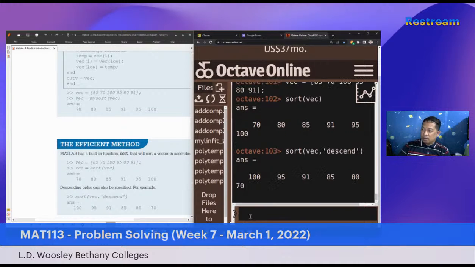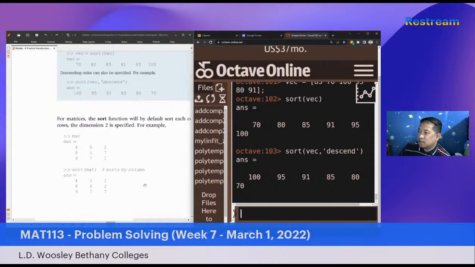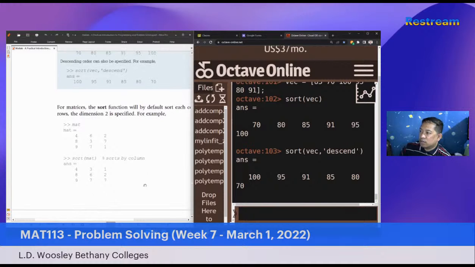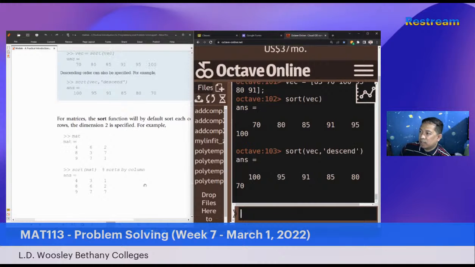Yan. So, ganyan lang siya. That's the efficient way. There's also sorting by column. We're sorting by column as well.